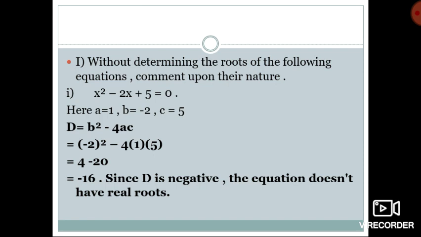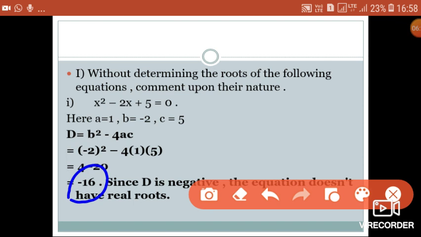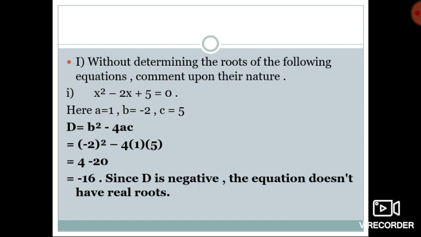Now, see this. Minus 16 is a positive or negative value? Clearly, minus 16 is a negative value only. Since D is negative, the equation doesn't have real roots. So you can write the roots are imaginary. Next example.